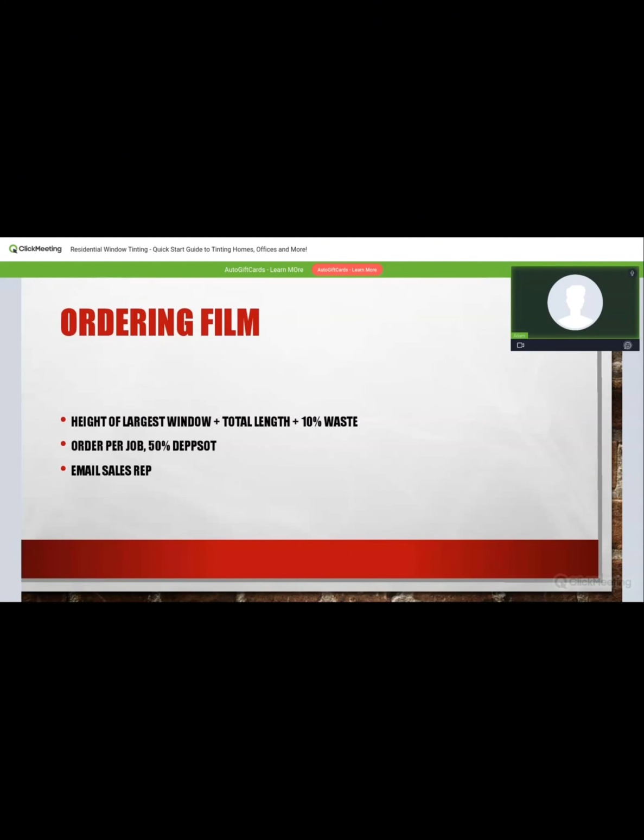With this, we can order per job, which keeps our costs very, very low and allows us to get a 50% deposit that covers the cost of those materials, plus a little if the customer decides to cancel, no show, change their mind, anything like that. So, unlike with automotive film, we're not carrying a ton of inventory around like we do with our automotive film.